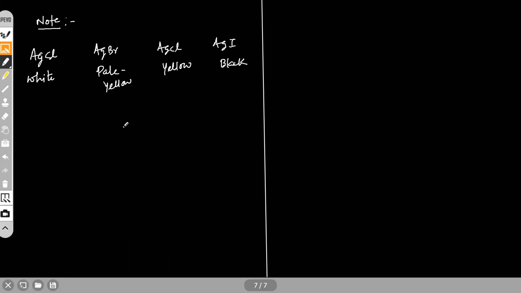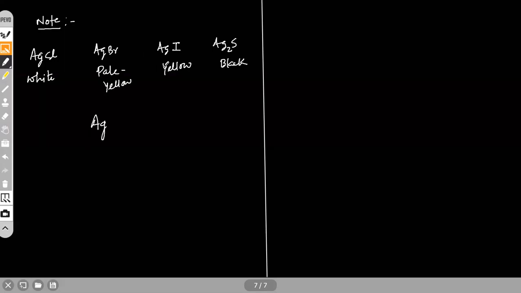For all these ions, see the configuration. Just a second, Ag2S, I have written it wrong. This is Ag2S. The third one is AgI, I also wrote it by mistake. AgCl is white, AgBr is pale yellow, AgI is yellow.